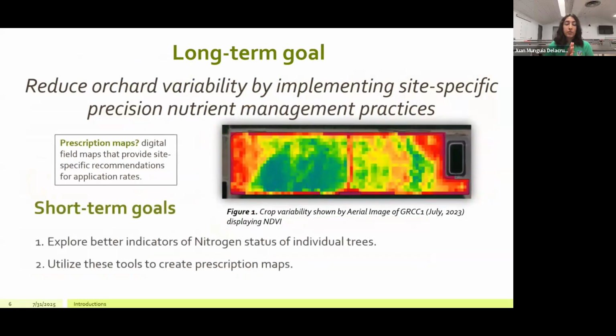The first part is exploring better indicators of nitrogen status, and I'll explain why we're looking at nitrogen later on. And we're going to use these indicators and use these tools to create prescription maps. What are prescription maps? Simply put, they're just digital field maps that can provide recommendations for growers for, let's say, what application rate they're supposed to apply.